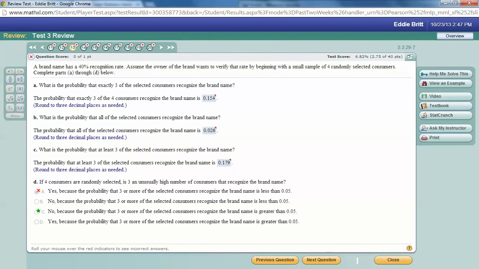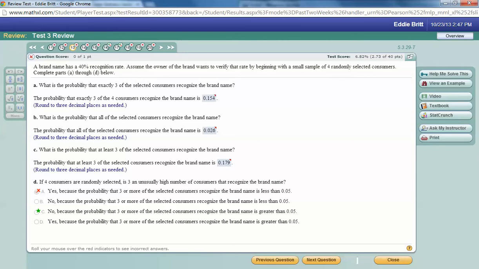All right, a brand name has a 40% recognition rate. Assume that the owner of the brand wants to verify that rate by beginning with a small sample of 4 randomly selected customers. What is the probability that exactly 3 of the selected customers recognize the brand name?